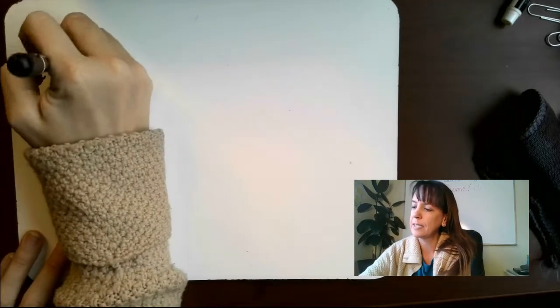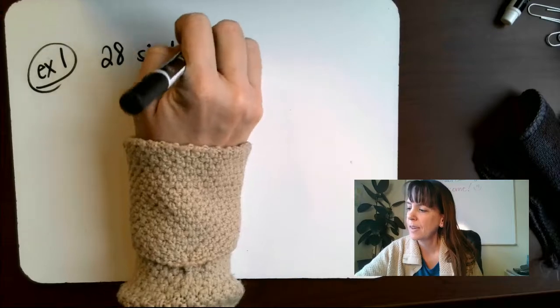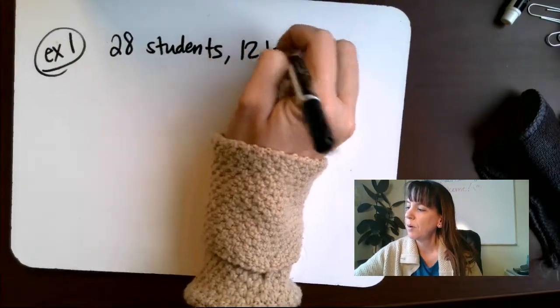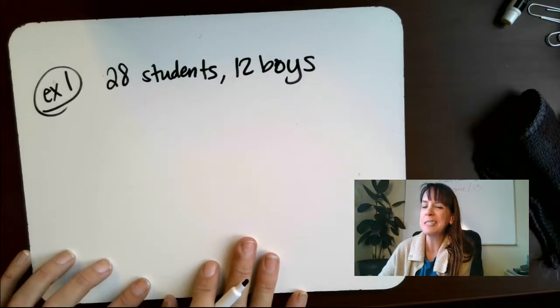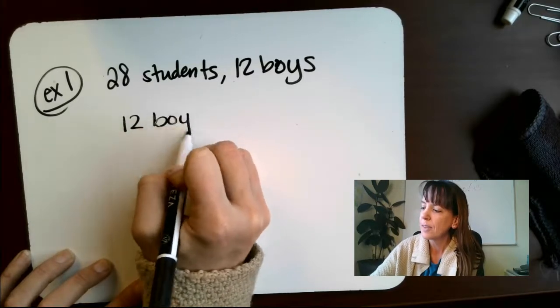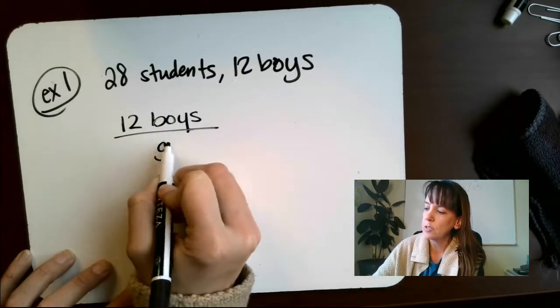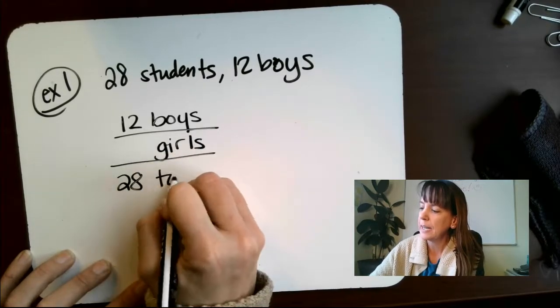Let me launch right into this. Example number 1, go ahead and write this down. In a class of 28 students, there are 12 boys. We're going to be writing these as ratios, and our ratio this time is actually going to have three sections. We have 12 boys. We don't know how many girls, and this is assuming just boys and girls. And then we have a total of 28.